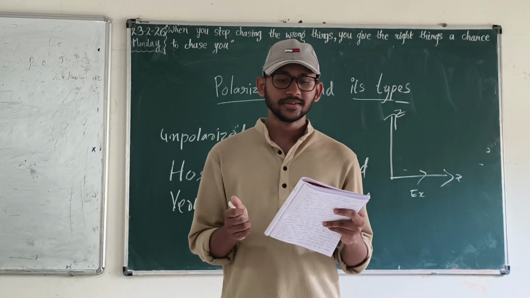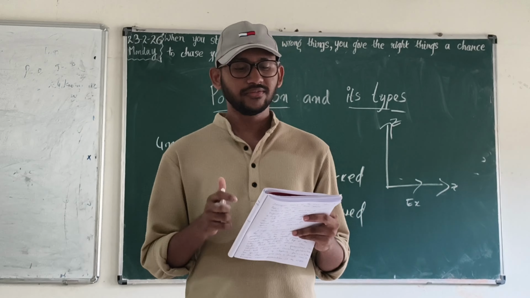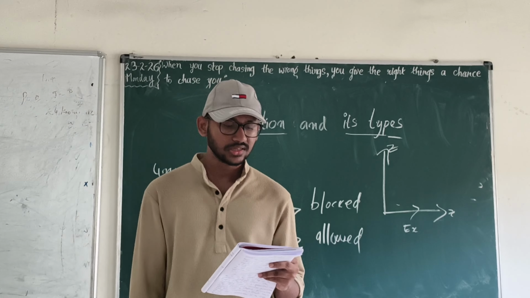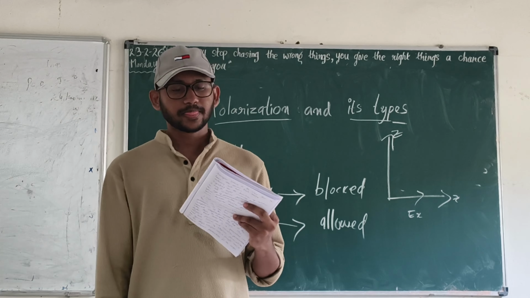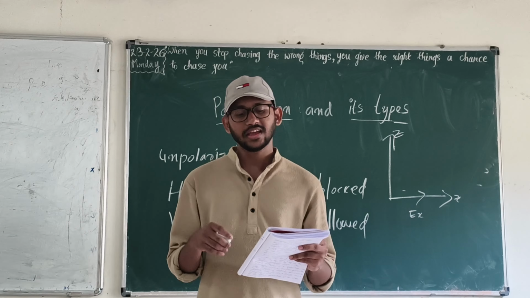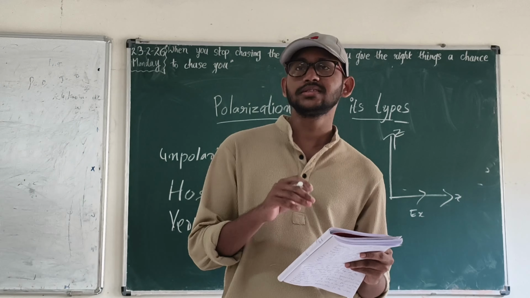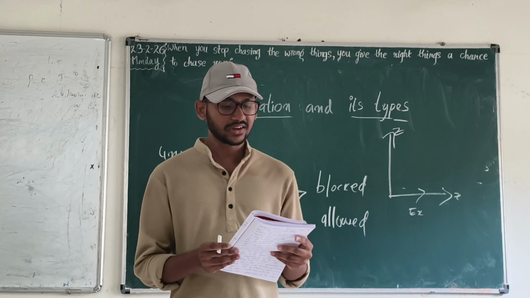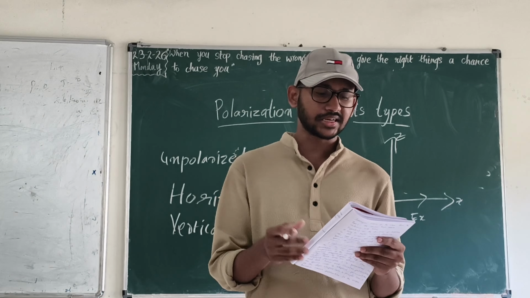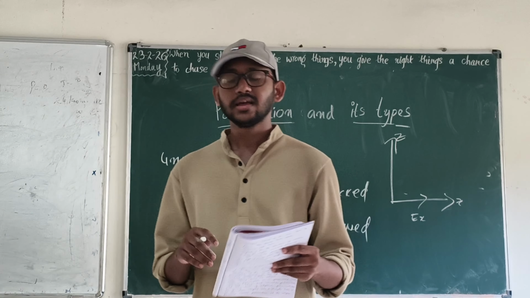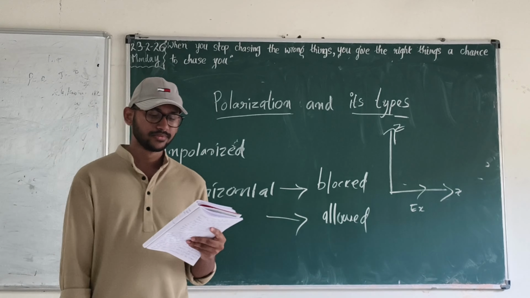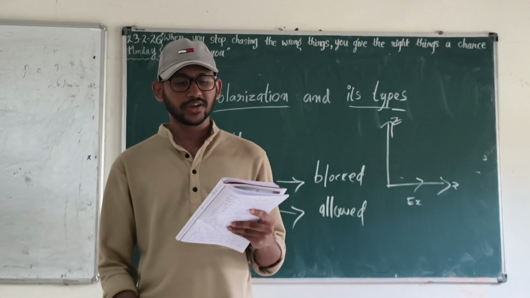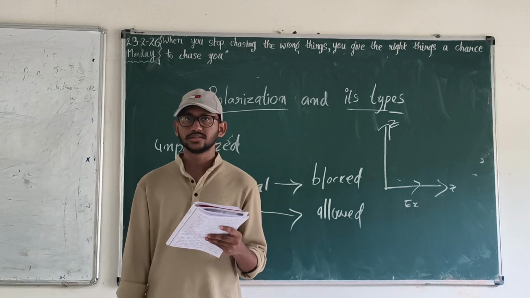If the electric field oscillates vertically, we call it vertically polarized. If horizontally, it is horizontally polarized. Mathematically, if light is traveling along the z-axis and the electric field oscillates along the x-axis, then the light is linearly polarized. This is the simplest form, and it is produced using devices called polarizers.